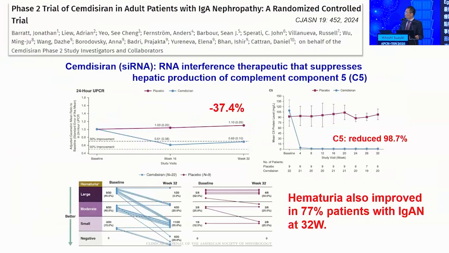So next, I would like to introduce cemdisiran. This is an RNA interference therapeutic that suppresses hepatic production of complement component 5. This is phase 2 trial data. After treatment with cemdisiran, the proteinuria reduced by about 37%. Of course, C5 level reduced by about 99%. But hematuria also improved in 77% of patients with IgA nephropathy at 32 weeks.